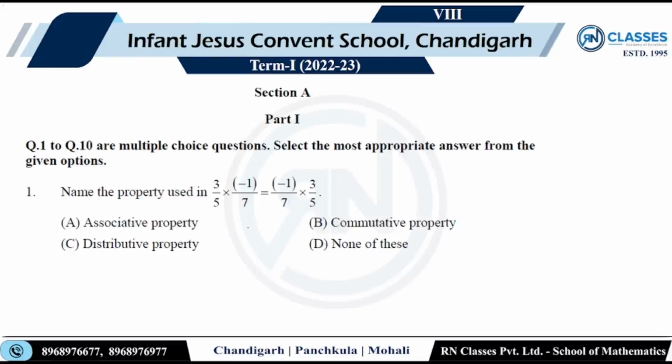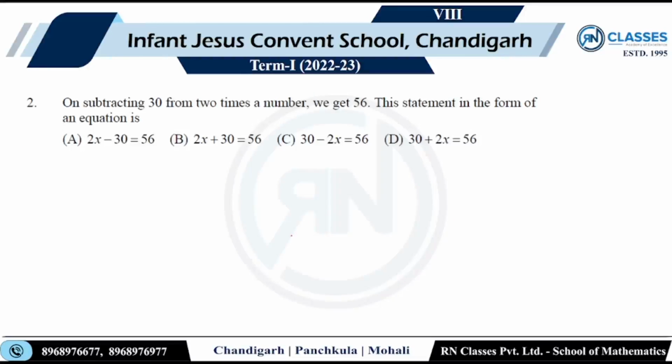So section A, part 1. Question number 1. Name the property used. 3 by 5 into minus 1 by 7 is equal to minus 1 by 7 into 3 by 5. What did I do? I changed the place of 3 by 5, and changed the place of minus 1 by 7 too, I interchanged their places. That is commutative.